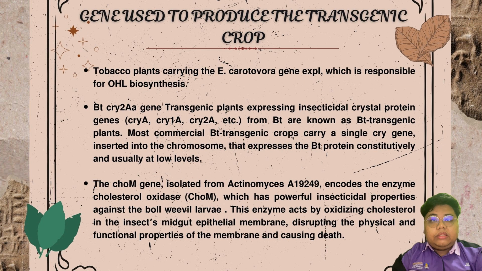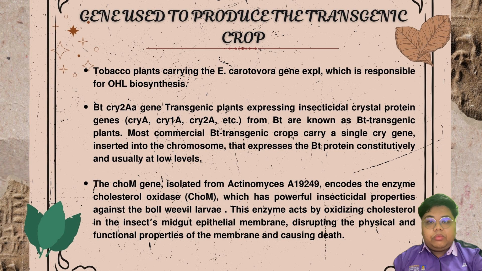Third, tobacco plants carrying the E. carotovora gene ESPL, which is responsible for OHL biosynthesis. Next, Bt Cry2AA gene: transgenic plants expressing insecticidal crystal protein genes, such as Cry1A, Cry1Aa, Cry2Aa, and etc. from Bt are known as Bt transgenic plants. Most commercial Bt transgenic crops carry a single cry gene inserted into the chromosome that expresses the Bt protein constitutively and usually at low levels.